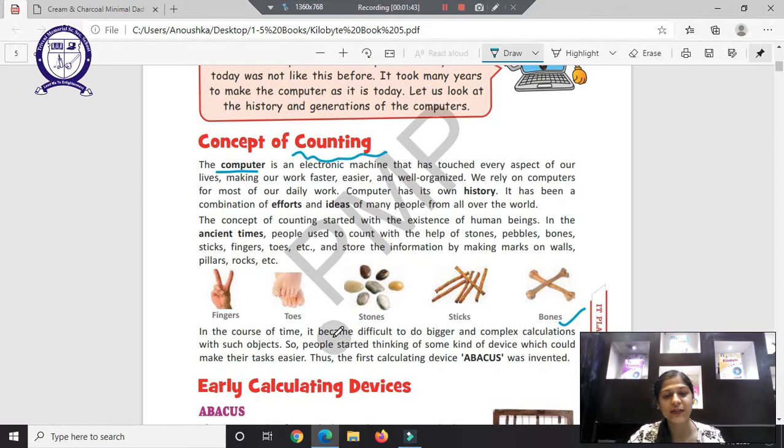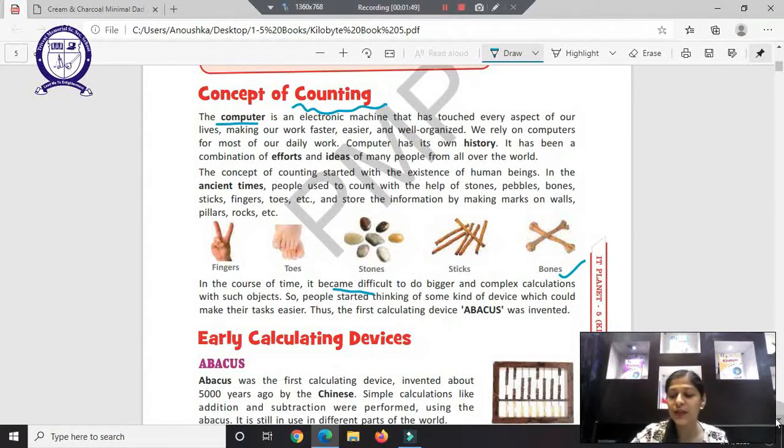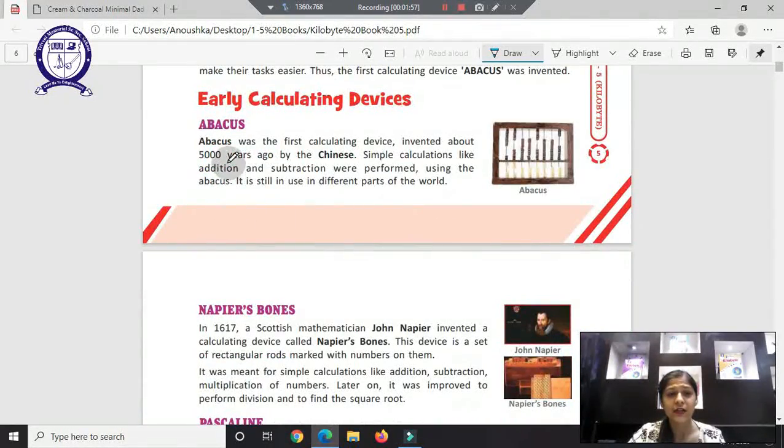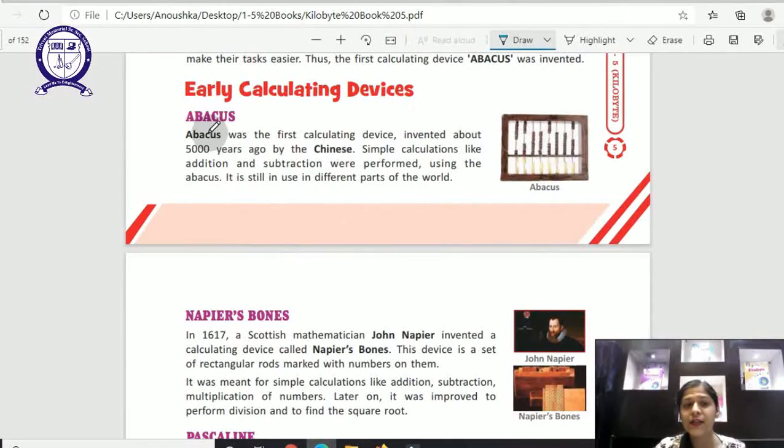In the course of time, it became difficult to do bigger and complex calculations. They were not capable of doing the bigger calculations. So then people created some interesting calculating devices. Some 5,000 years ago, the Chinese invented a device called the abacus. Simple calculations like addition and subtraction can be performed using the abacus, and it is still in use in different parts of the world. The abacus is the way we generally teach very young children in kindergartens to count. You must have seen that in your mathematics laboratories for sure.